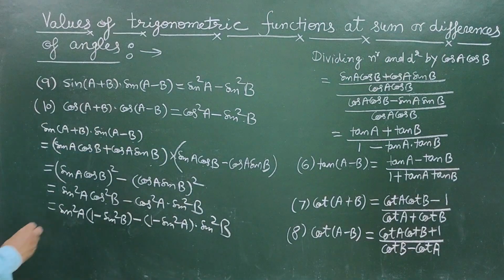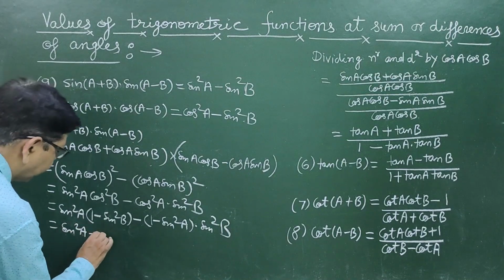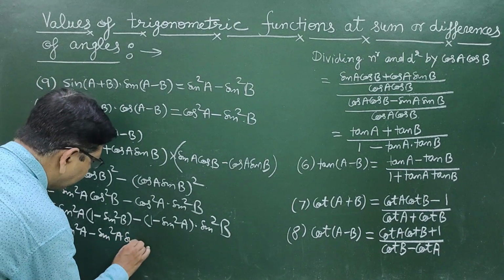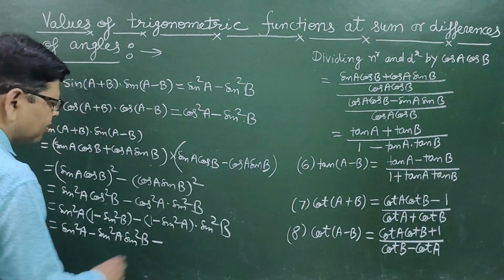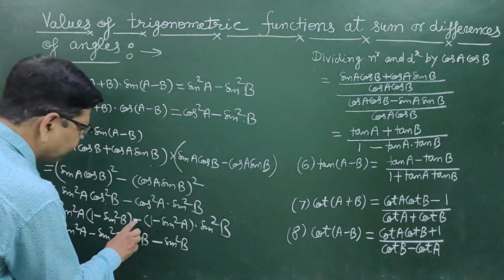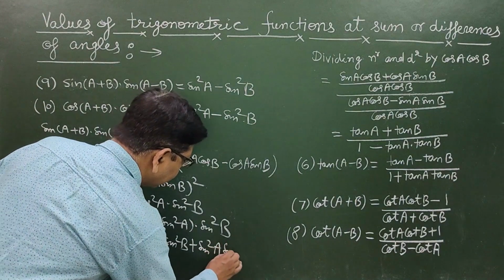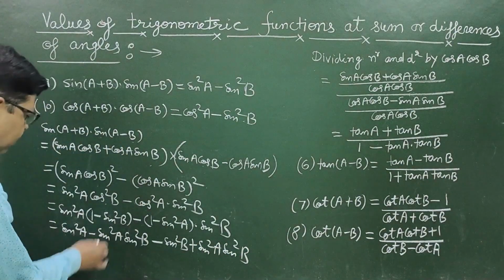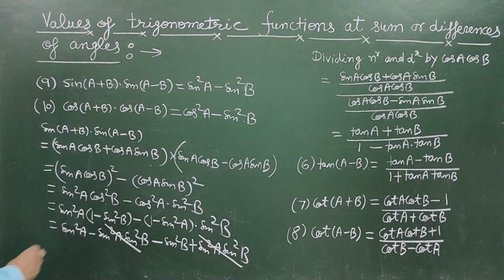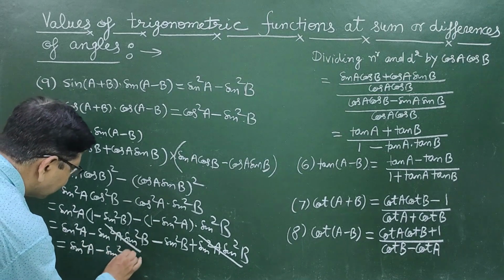If you simplify it further, sine square A multiplied with 1 is sine square A, minus sine square A into sine square B, and then minus sine square B, and because of this minus sign, minus and minus is plus, plus sine square A into sine square B. These two terms, sine square A sine square B, get cancelled. So finally we get sine square A minus sine square B.